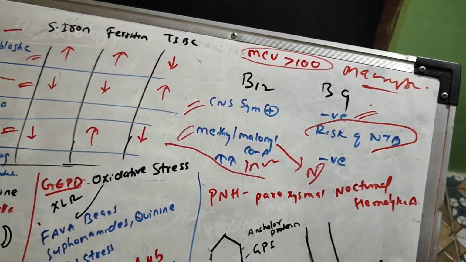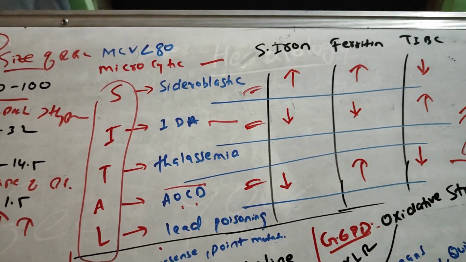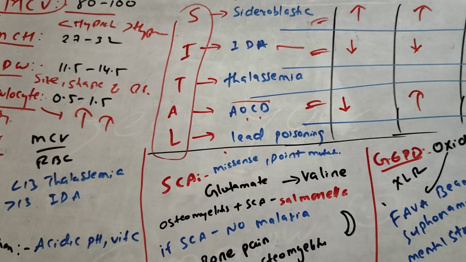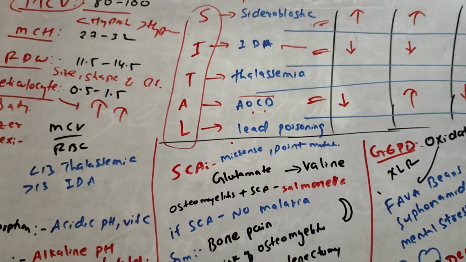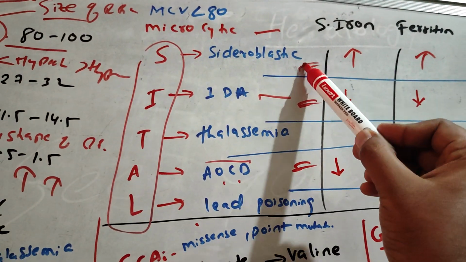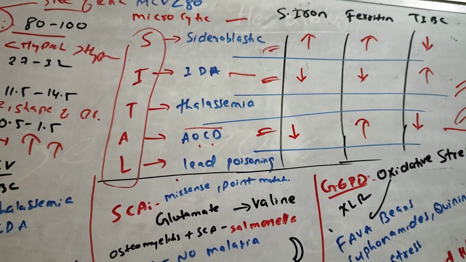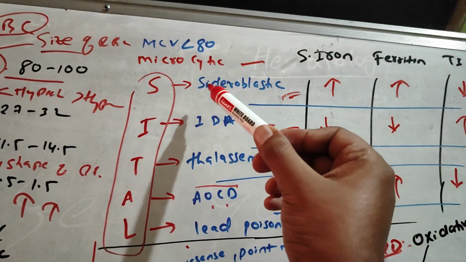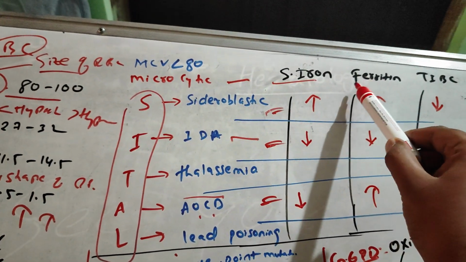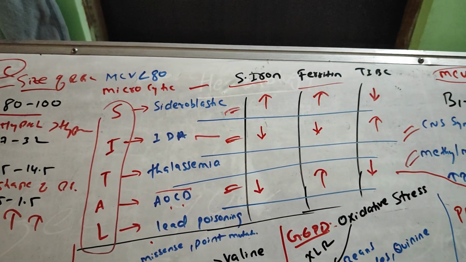Okay, so coming to where MCV is less than 80, you have to differentiate between sideroblastic anemia, IDA (iron deficiency anemia), thalassemia, everything. So guys, for this you have to remember sideroblastic anemia, iron deficiency anemia, and anemia of chronic disease. Here we have the serum iron levels, the ferritin levels, and the total iron binding capacity.